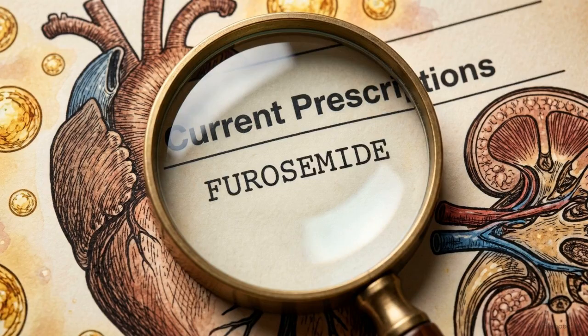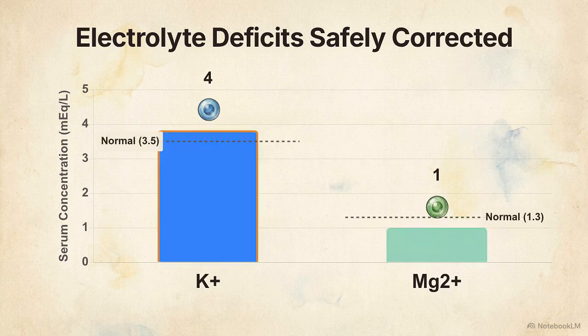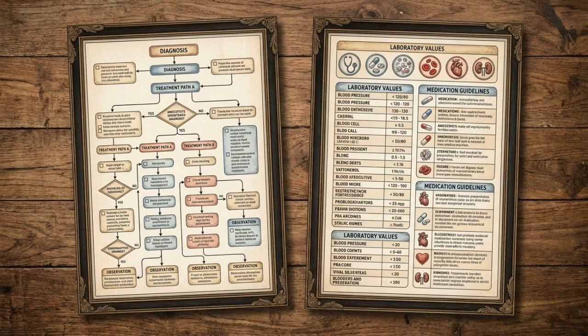The algorithm correctly identified their recent diuretic use as the culprit. By following the repletion rules, we safely corrected both the potassium drop and the magnesium deficit. These are the completed tools: the hypokalemia algorithm and the repletion cheat sheet.